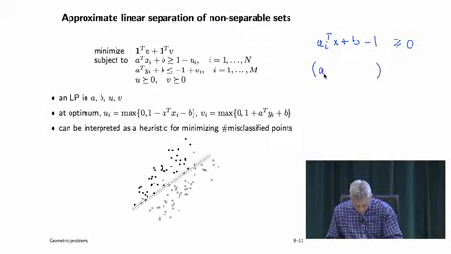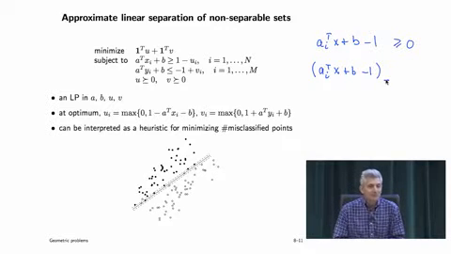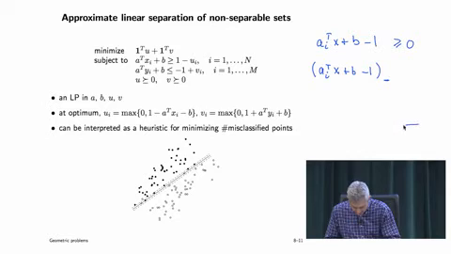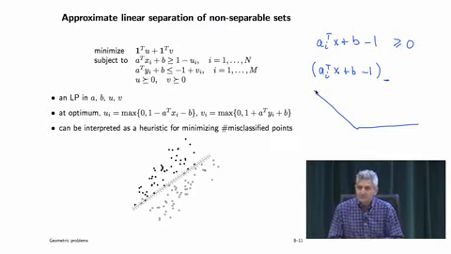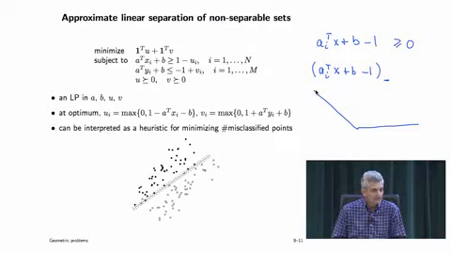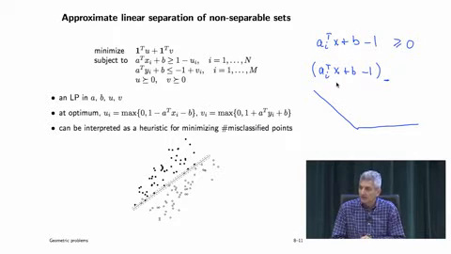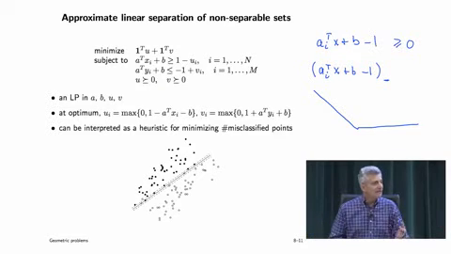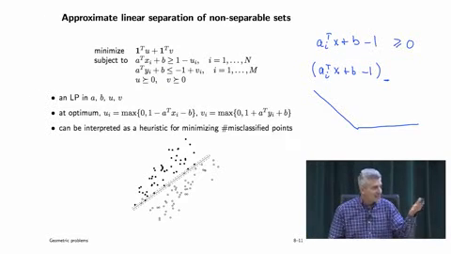You might form a_i transpose x plus b minus 1, the minus part. If you satisfy that inequality, there's no bill here. You don't pay anything, right? But if this thing becomes negative, then you start paying. And you pay linearly. So what function is that? That's a function that looks like this, right? And this is called the margin in the inequality. If your margin's positive, no charge whatsoever. If it's negative, you charge linearly for negative margins, right?